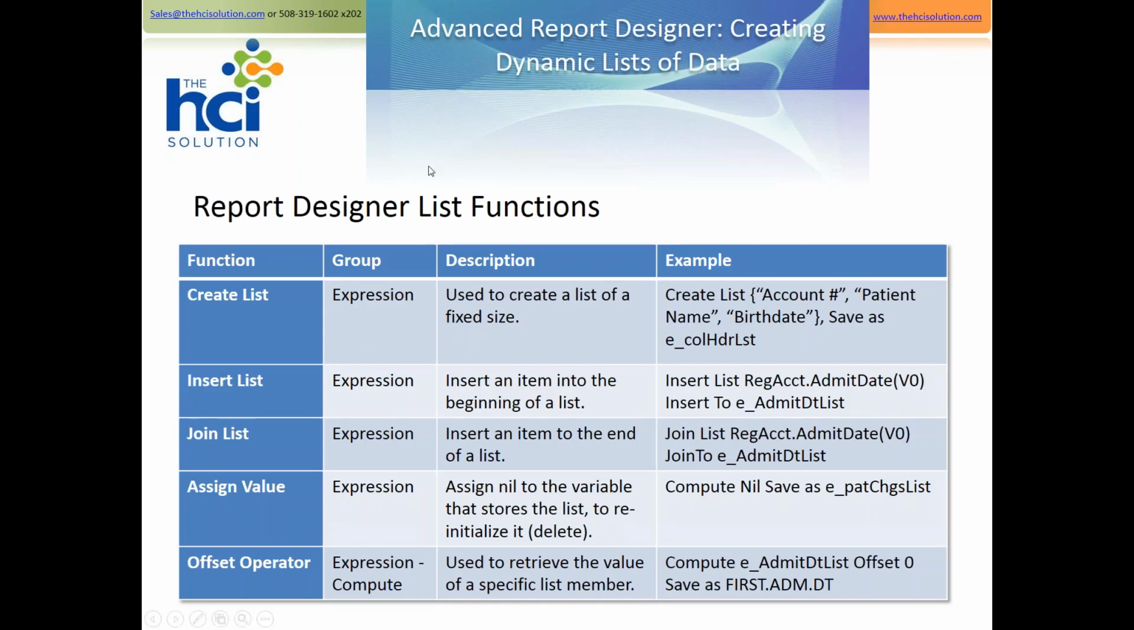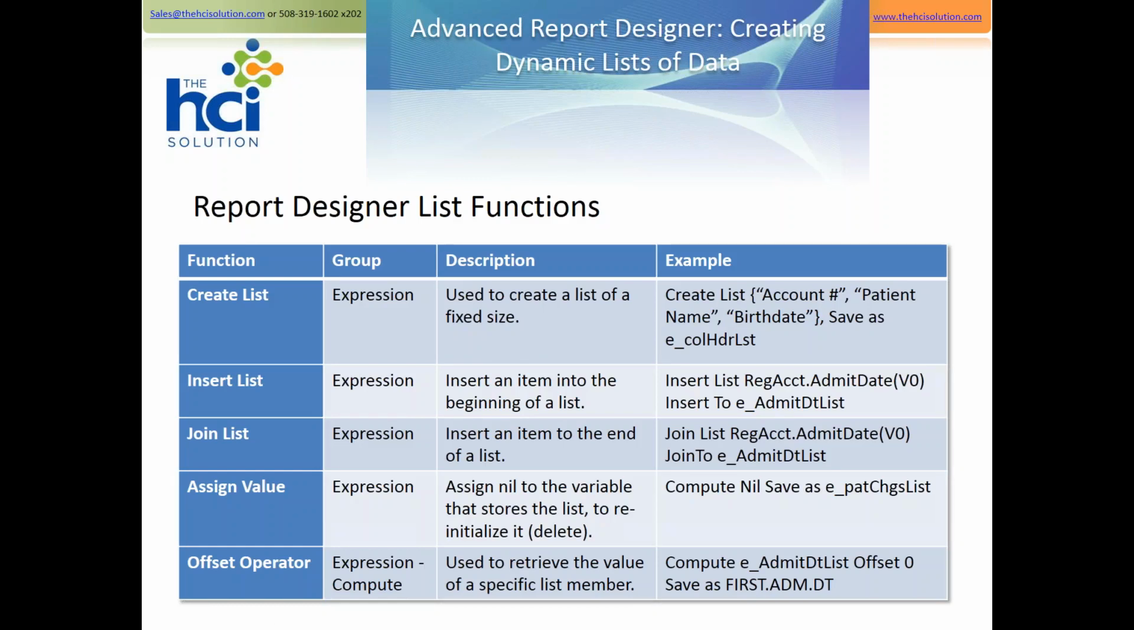You can create a list of items, usually used to create a fixed-size list where you know what all the list members are. In the last column here is some example Report Designer code using those functions. Insert a list inserts an item at the beginning of the list. Join list inserts an item at the end of the list. You can use assign value, which is really just used to delete a list or clear out a list.